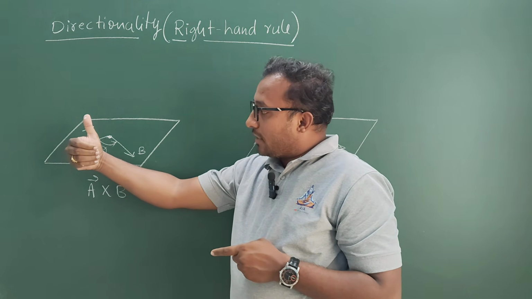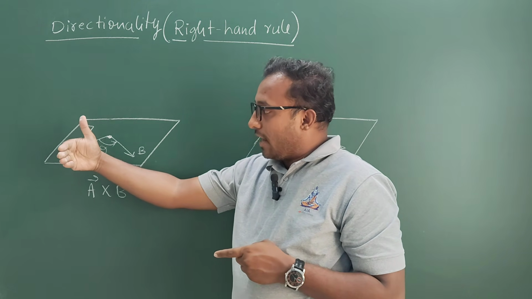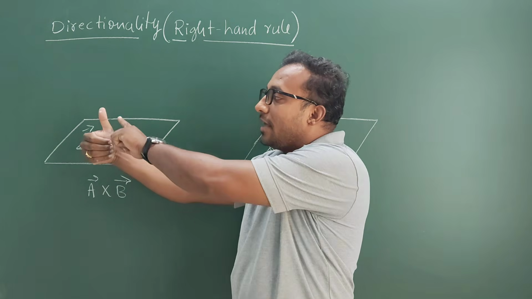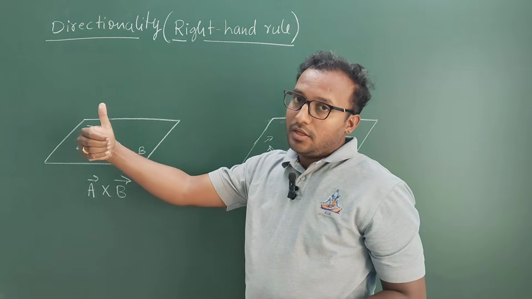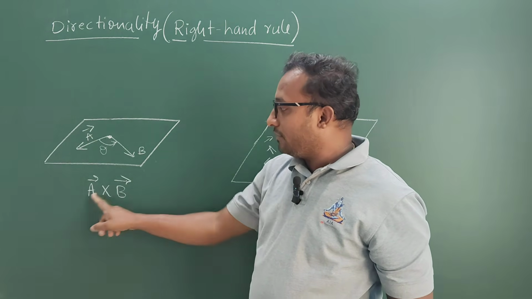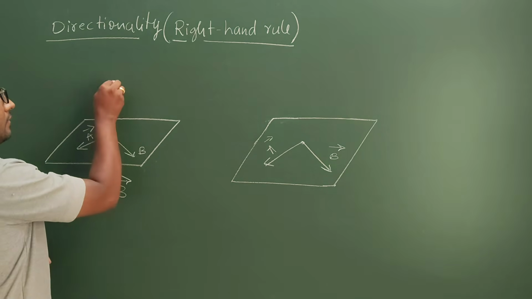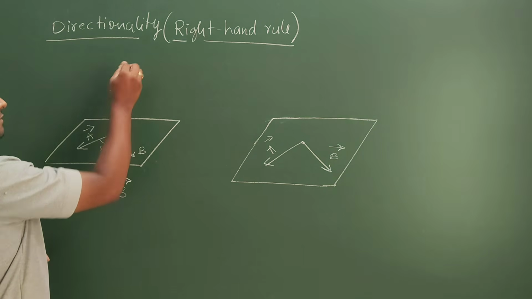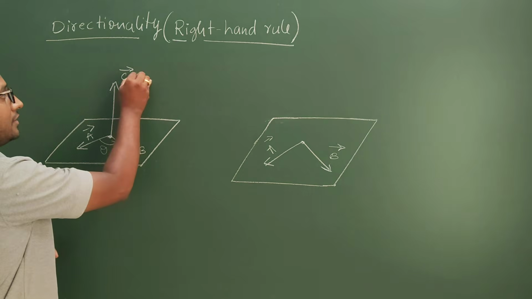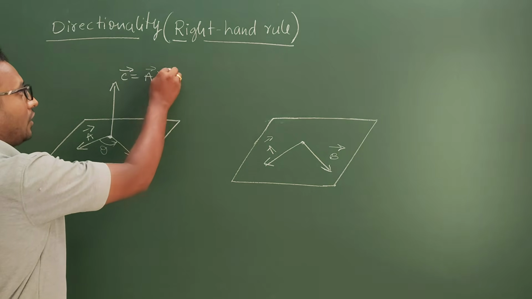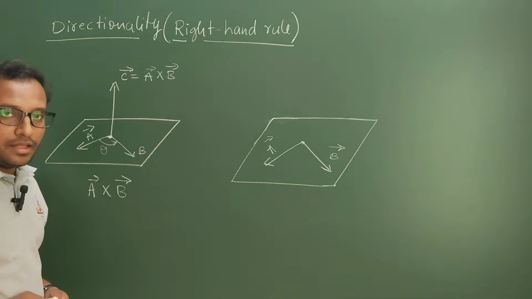So the cross product of A and B, A cross B, will be in the direction of the thumb. So the direction of the resultant of the cross product is exactly upwards in this diagram. So this is what I can call vector C. Vector C is nothing but A cross B.